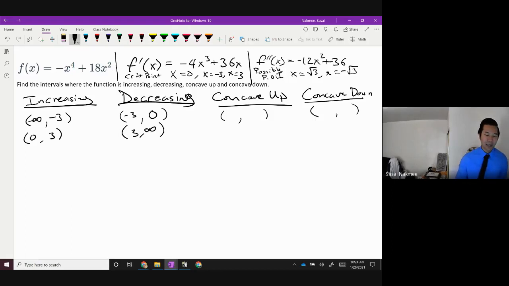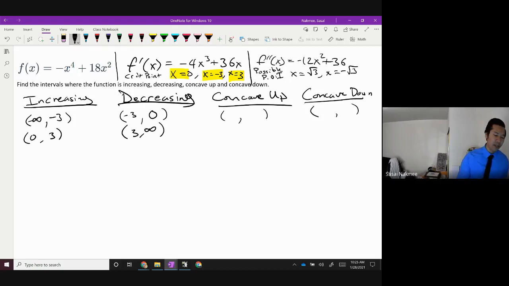Double check. Does anyone have any questions on how I got that? You guys okay with that? The intervals that I made are around these critical points: negative infinity to -3, -3 to 0, 0 to 3, and 3 to infinity. I should have written these in better order, but you get the idea. So that's your increasing and decreasing intervals.